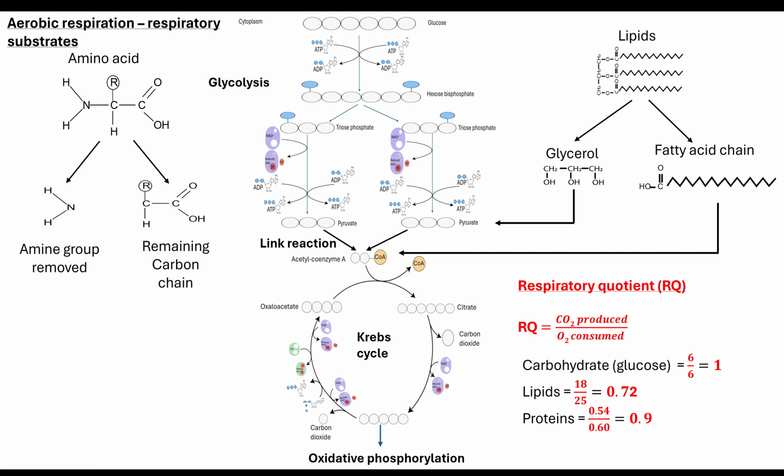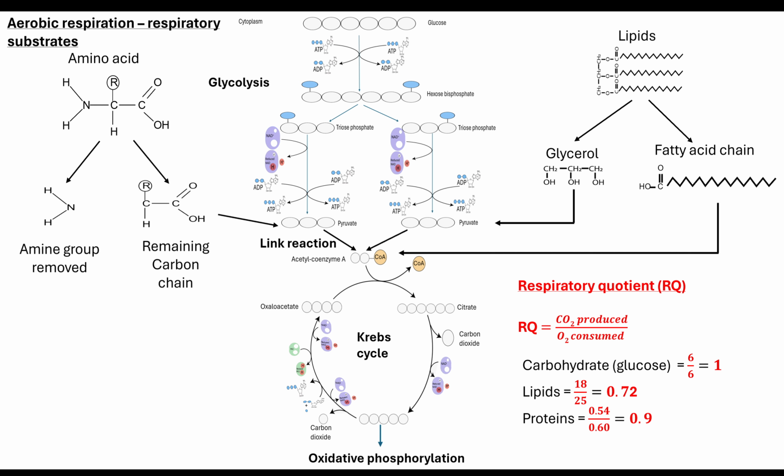And that remaining carbon chain can then be converted either to pyruvate, or to acetyl coenzyme A, or into any of the intermediates within the Krebs cycle. Now, what that tends to mean is when it is proteins that are being utilized, the respiratory quotient is 0.9. So in this example, the oxygen consumption is 0.6 and the carbon dioxide produced is 0.54.